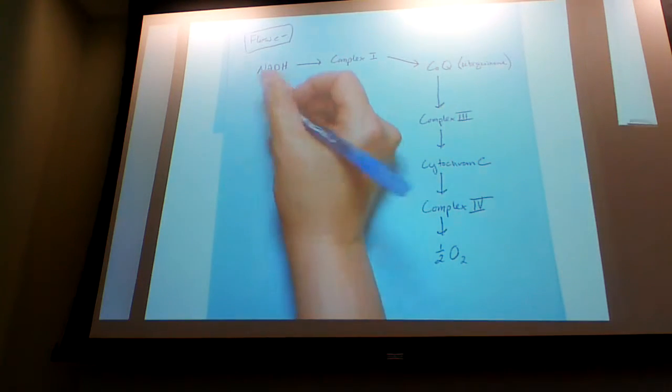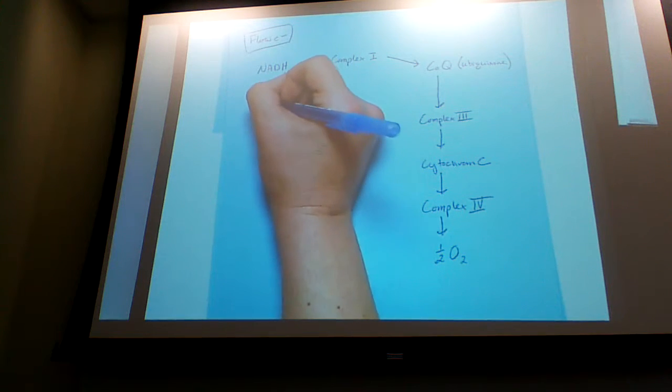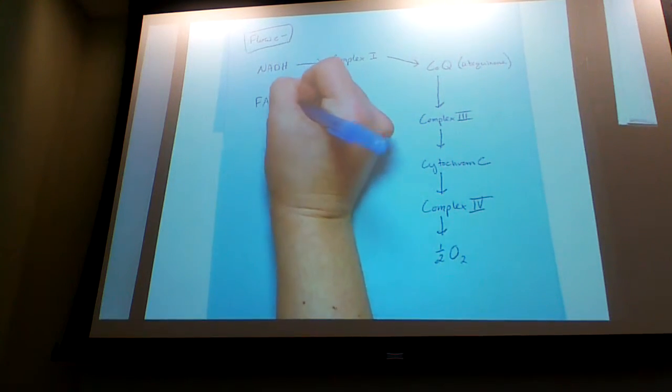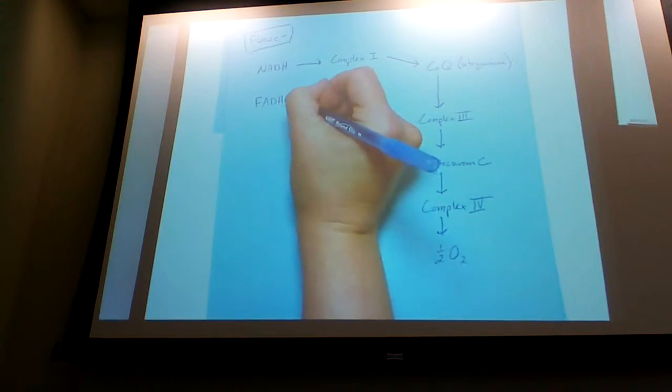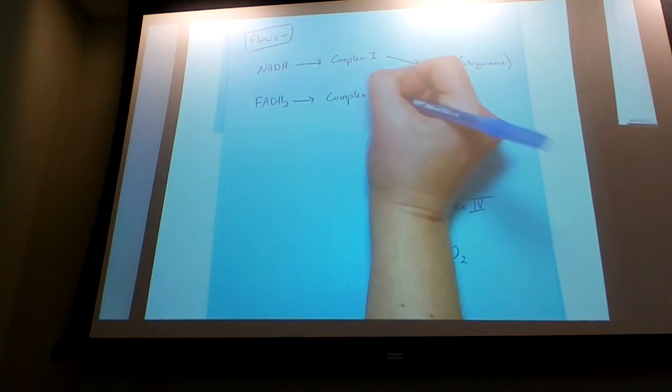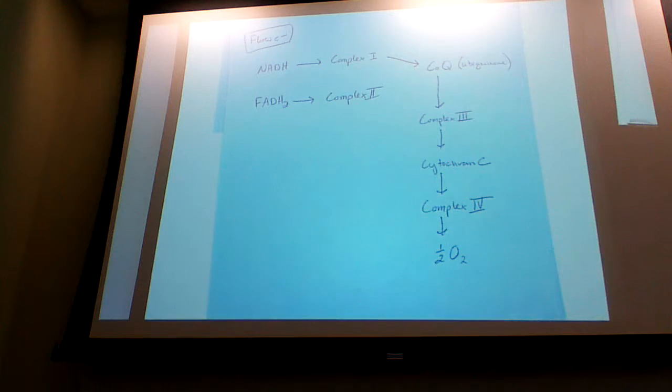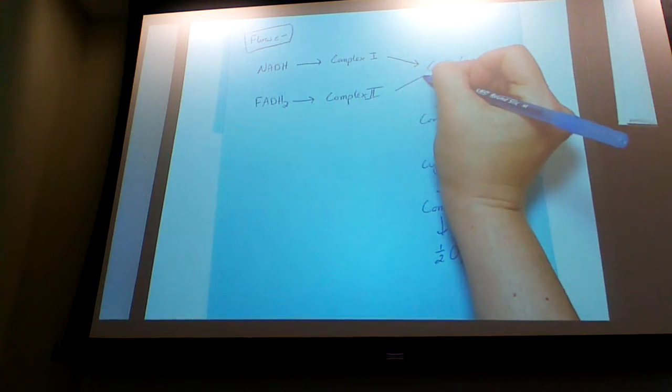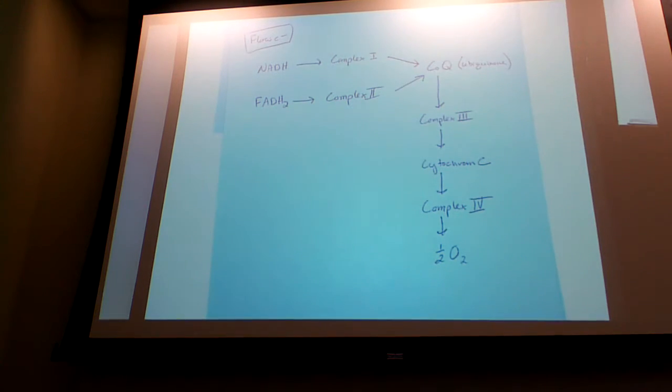Here's the difference between NADH and FADH2. FADH2 passes its electrons to complex 2. That then passes its electrons to coenzyme Q. And then after that it's the same.